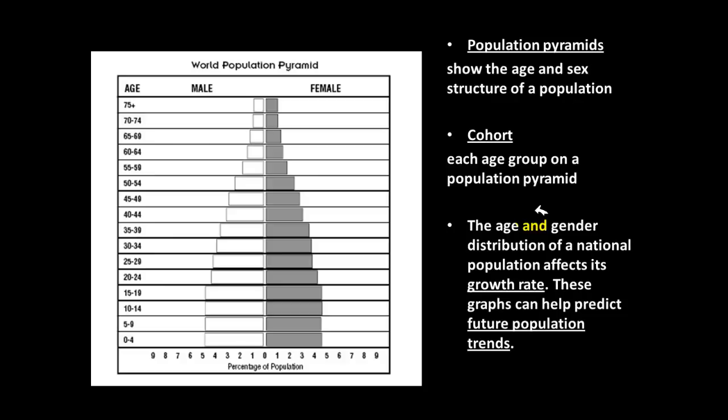When we talk about the population, we know that the age and gender distribution affects its growth rate. And so when we take a look at these graphs, they can help us to predict future population trends. How does it do it? Let's take a quick look. For example, let's say this is the cohort of everyone who is 0 to 4. We know right now that everyone in this cohort is of the age of 0 to 4.